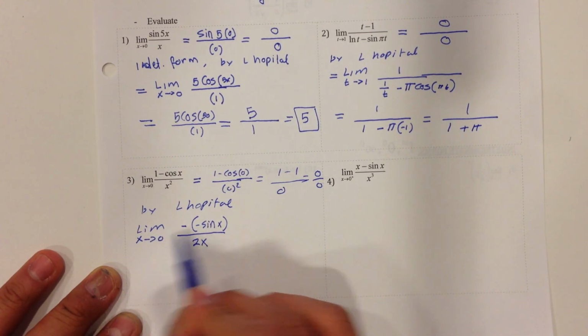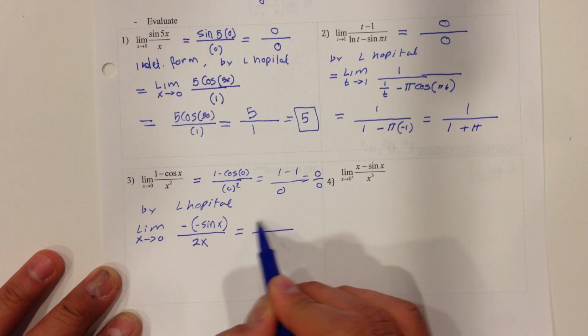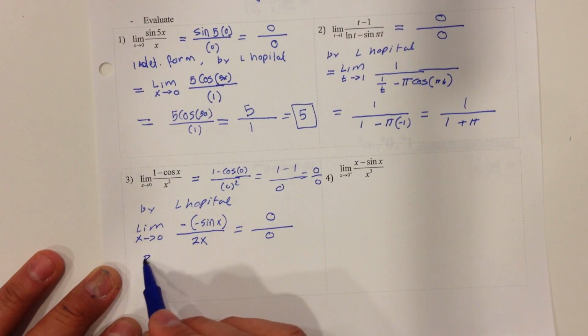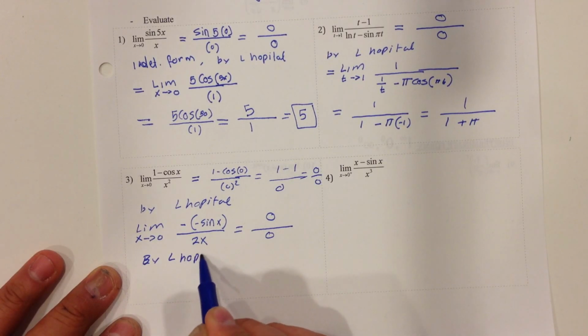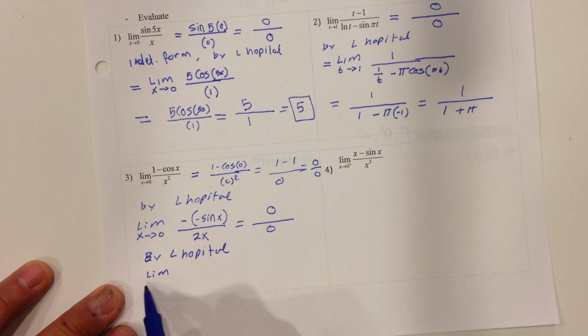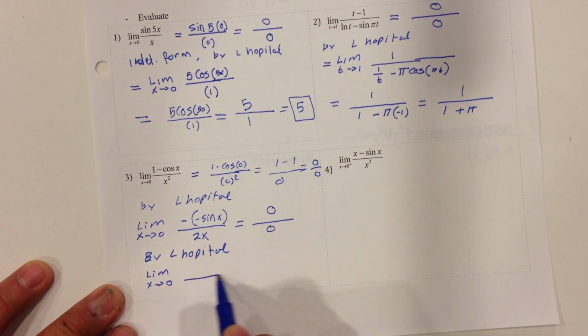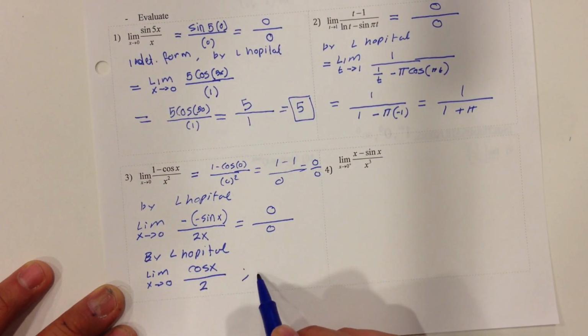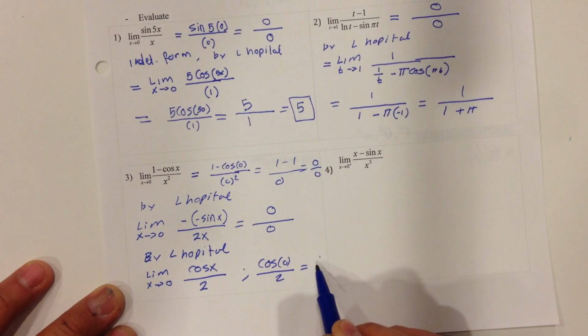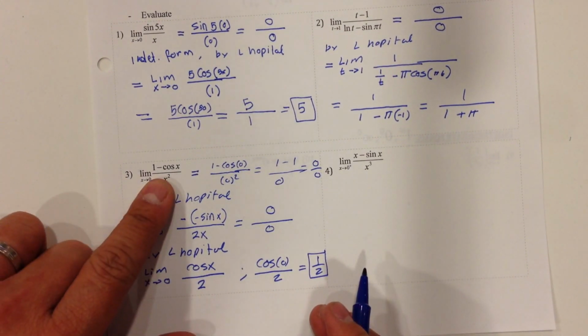If you do direct substitution, you're going to get 0 over 0 again. So by L'Hopital, take the derivative again. And so the limit as x approaches 0, the derivative of sine is cosine, and the derivative of 2x is 2. Direct substitution, we get cosine of 0 over 2, and cosine of 0 is 1. So you have 1 over 2, and that is the limit of this.